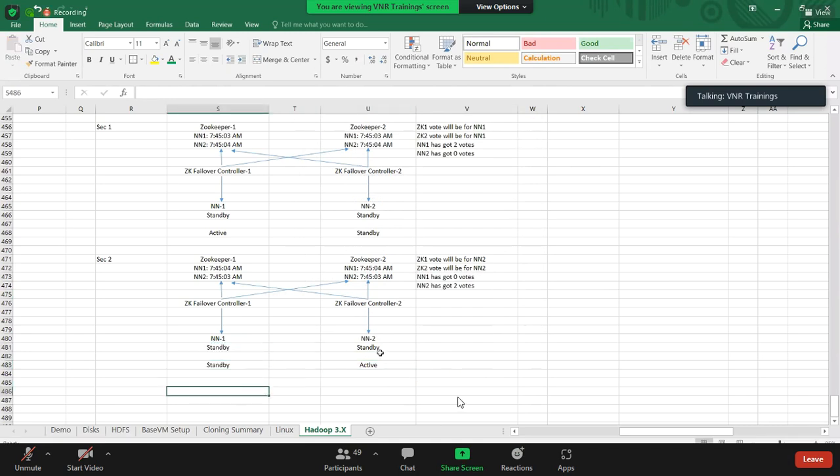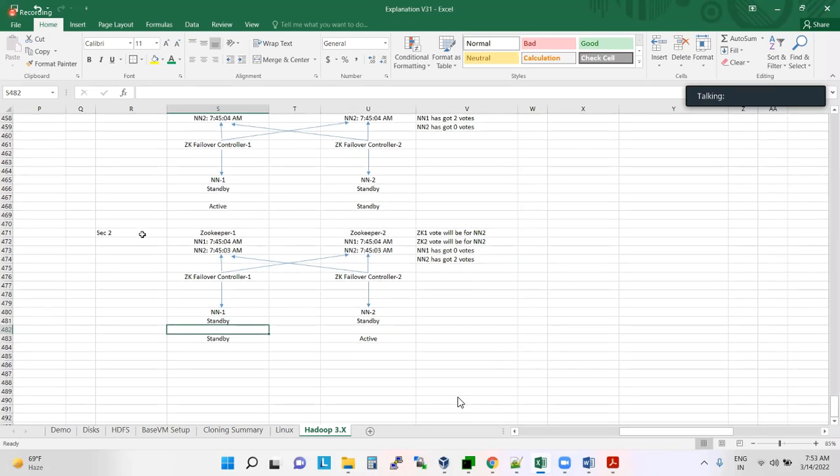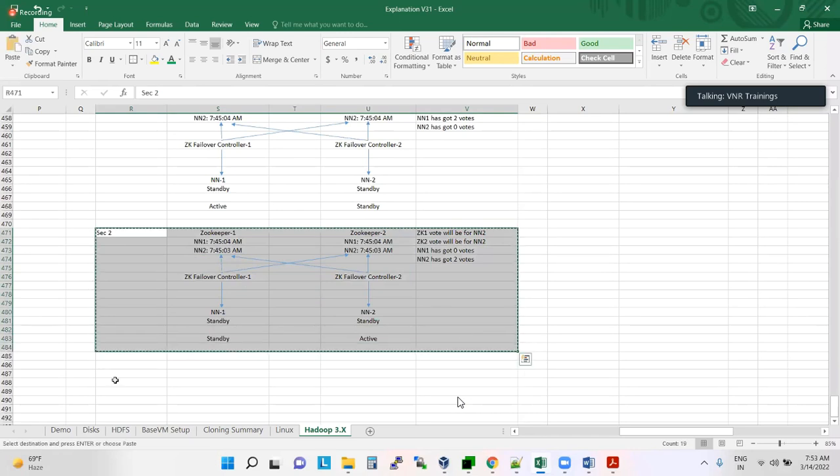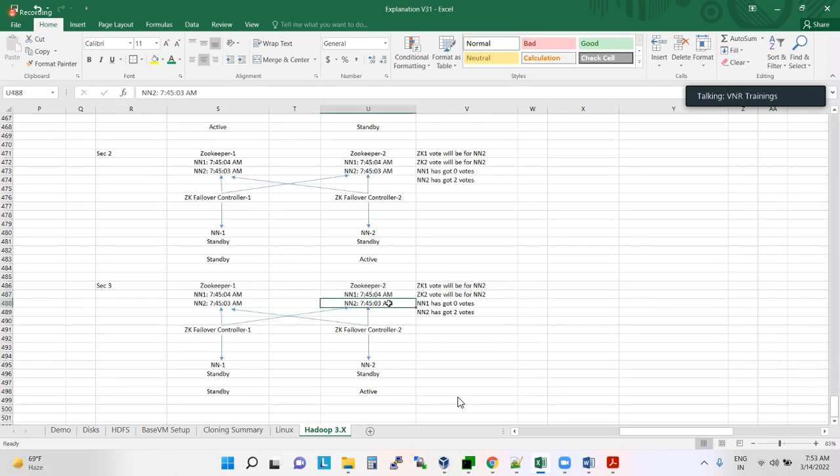With the help of the zookeeper, I'm trying to decide the correct name node as active, and the correct name node as standby. Understand? Now let us take the third scenario. Scenario 3.